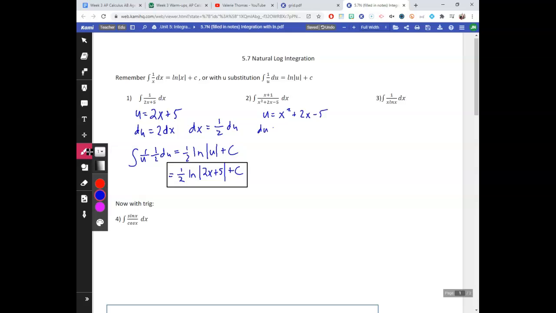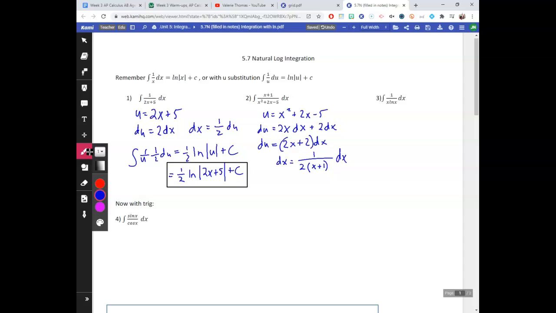So let's take the derivative. I'm going to take the derivative of each of these, so it's 2x times dx plus 2 dx, right? And so we have more than one dx, so we need to factor this out. So 2x plus 2 dx, that's going to be du. So we get that dx is going to be 1 over, now I'm going to factor out the 2 as well, and if you look at the equation, you'll see why I do that. I'm trying to get the x plus 1 so it can be simplified.